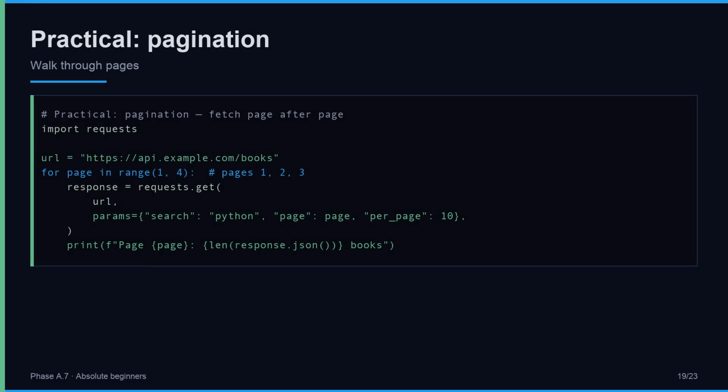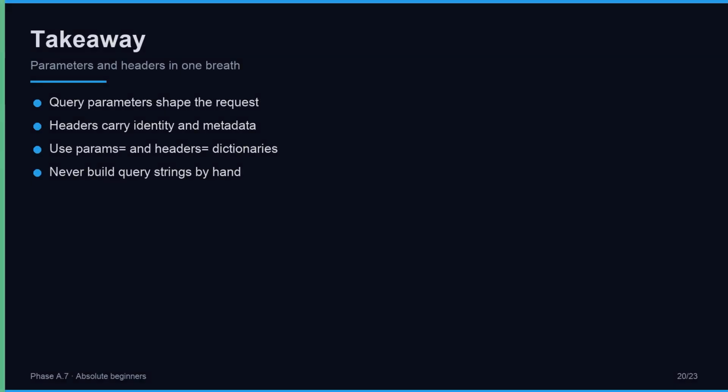Many services split large result sets into pages. You walk through them by changing the page parameter in a loop. Here we fetch pages 1, 2, and 3, 10 books each. Each iteration builds a new request with a different page value. Requests handles the URL encoding every time. This pattern, loop, change a parameter, call again, powers everything from scraping search results to downloading large datasets. Walk the pages.